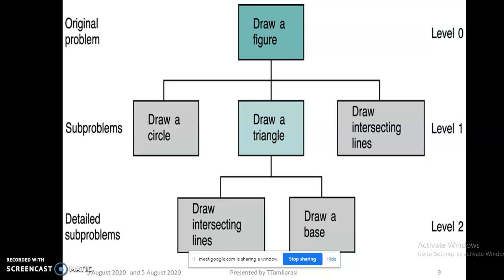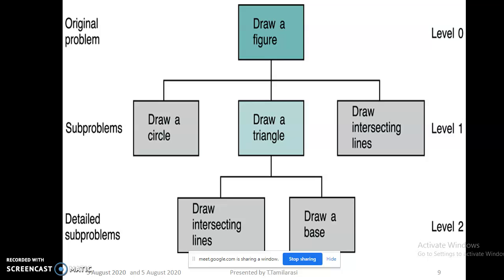Whenever we are going to draw a triangle, it contains 3 sides. One is called the base, and the other 2 are sides. So those sides should be known as intersecting lines. Likewise we divide our problem. When we classify the problem into level 2, from that we can draw any shapes.